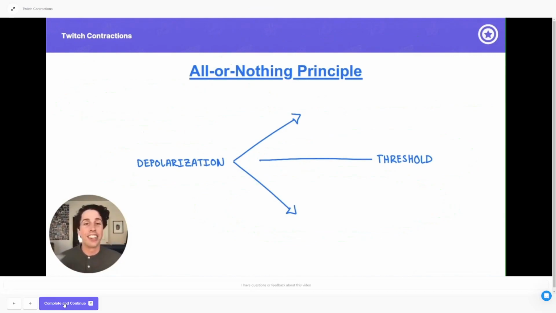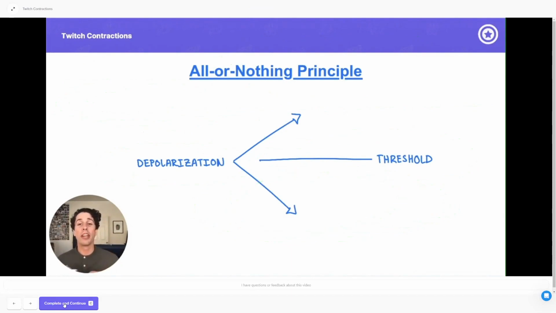So once again, just to reiterate this, because it's a really important principle and it will likely show up on test day, if it is above that threshold, that will result in a muscle contraction because it's depolarized enough. But if it's not depolarized enough and it's below that threshold, there will be no twitch contraction.